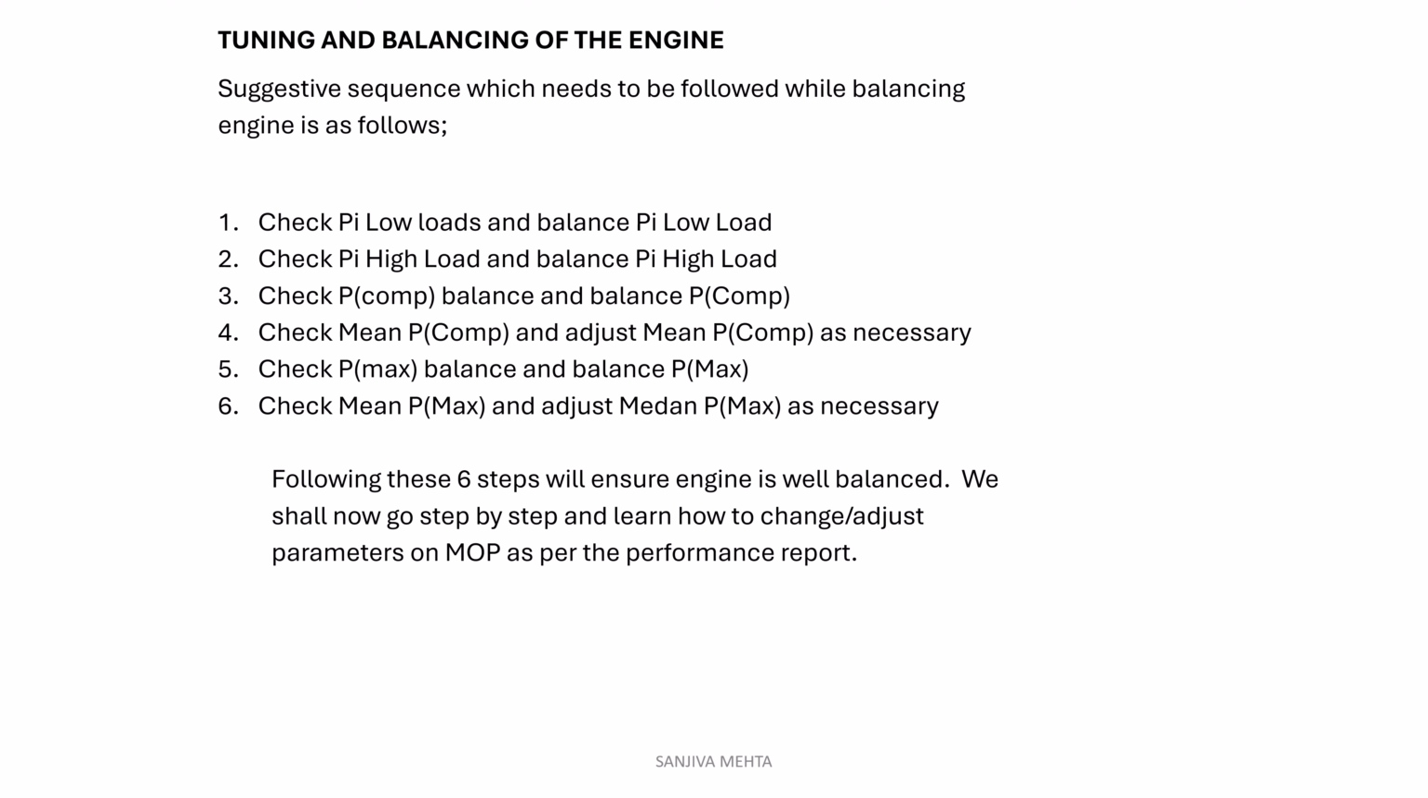Then compression ratio offset, each individual unit and mean unit. Then compression pressure, maximum pressure offset or maximum pressure adjustment, balancing or mean pressure, mean maximum pressure. So mean maximum pressure also you can increase or reduce whatever you want. So following these steps will ensure the engine is well balanced. We shall now go step by step and learn how to change, adjust parameters on MOP as per the performance report. All right. This has to be done on the MOP.